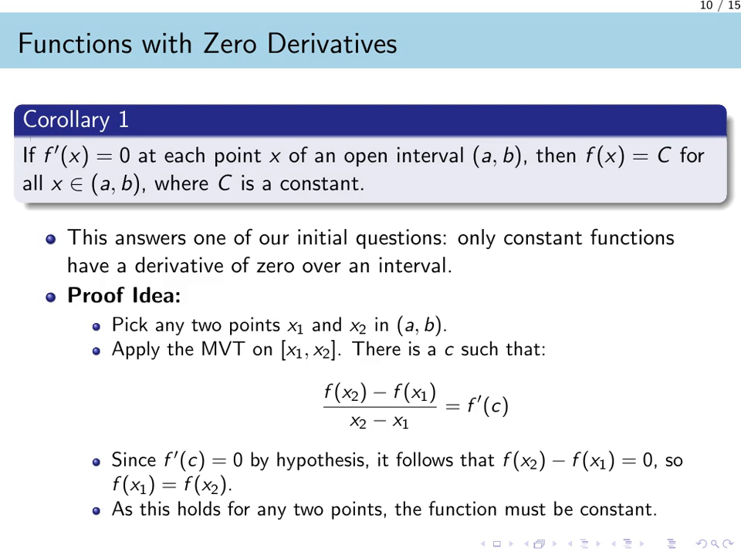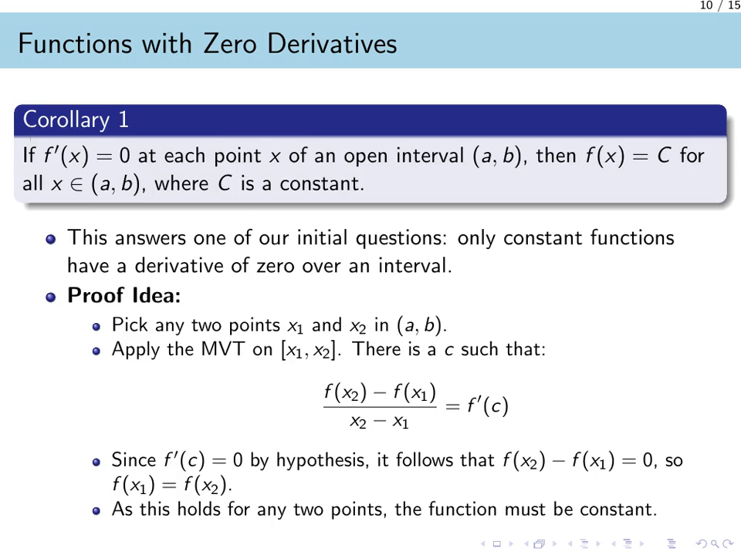But our starting condition is that the derivative is 0 everywhere, so f prime of c must be 0. This forces the average rate of change to also be 0, which means the function's value at x1 must equal its value at x2. For instance, if a car's velocity is always 0, its position must be constant. The key takeaway is that a function whose derivative is 0 everywhere on an interval cannot be changing at all.